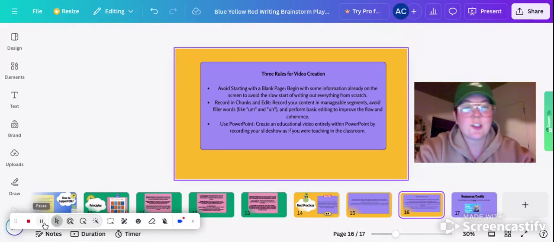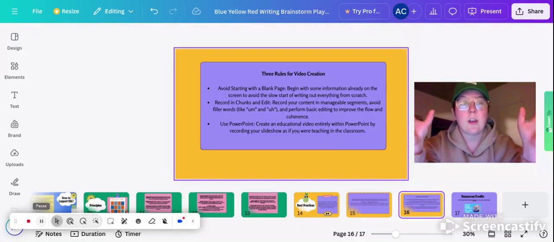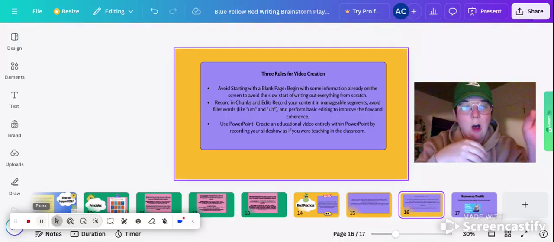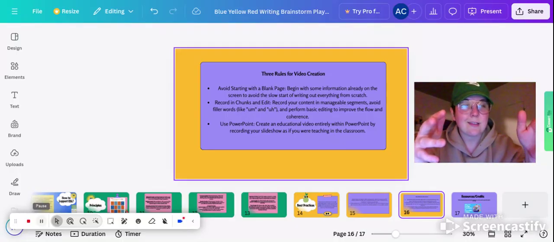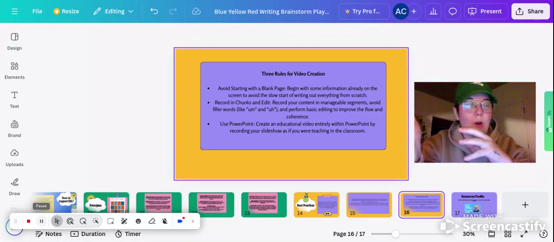And then finally, here are just 3 rules for video creation. Avoid starting with a blank page, right? Begin with information already on your screen so that everything looks well put together and is able to flow well, and it doesn't look like you're starting from scratch. Record in chunks and edit, right? So as you are in the process of creating and recording content, take it in chunks and edit out things that are not crucial or necessary.